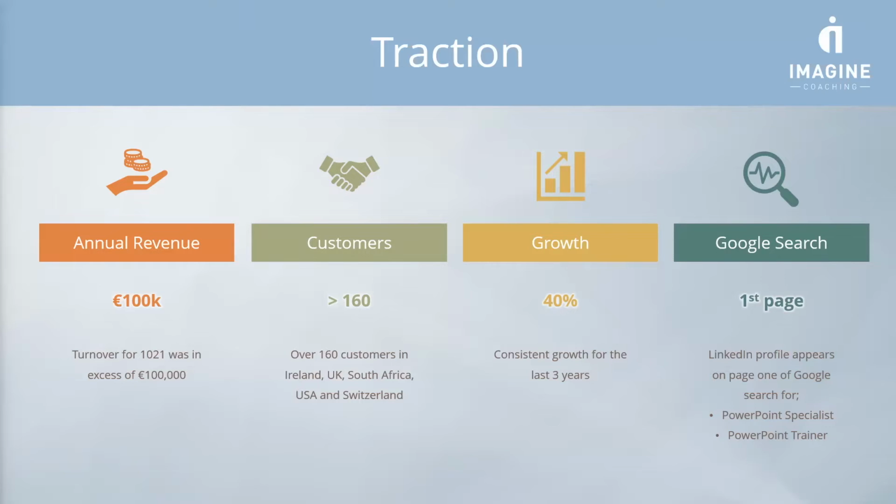I can see a mistake there. I've got a turnover for 1,021. I think that's supposed to be 2 in there, so that's an error on my part there. Customers, the number of customers that you'd have, the growth, and for that one in particular, I put Google search down because I'm on the first page of Google when you search for PowerPoint specialist or PowerPoint trainer.